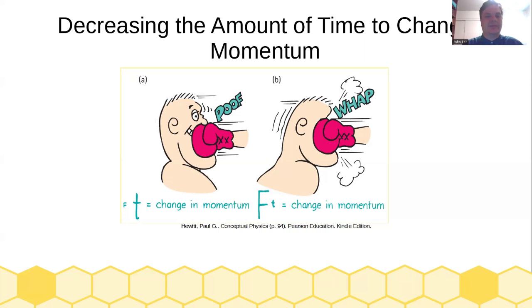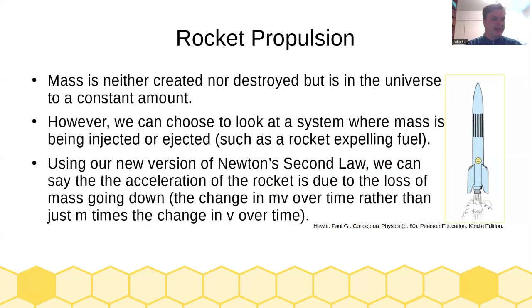If you are getting punched in the face and you have a momentum that's going to change as the fist comes into your face and stops, then what you want to do is lean back and increase the amount of time that it takes for the fist to come to a stop, which will decrease the amount of force that is applied over the time. However, if you lean forward into the punch, that decreases the time and increases the force, which is going to hurt a lot more.